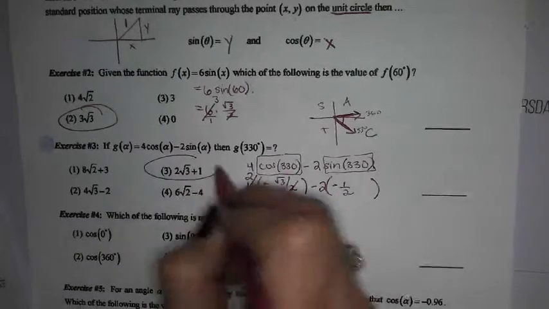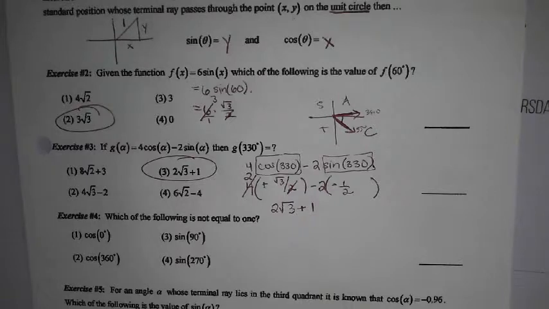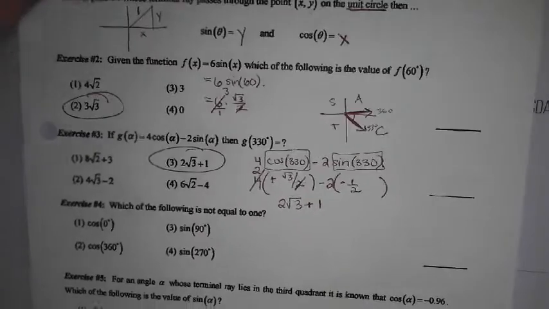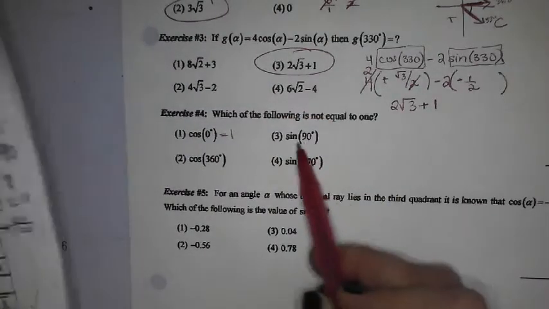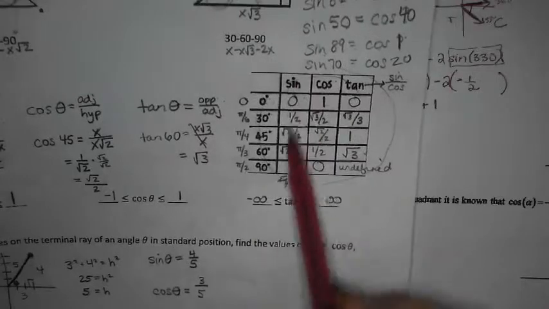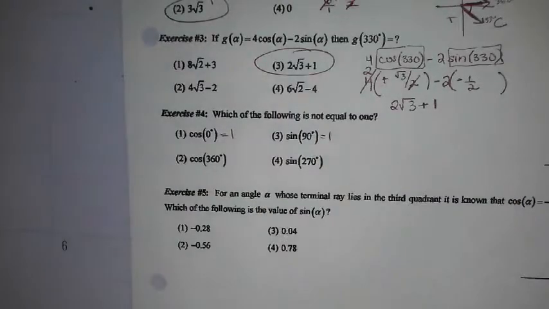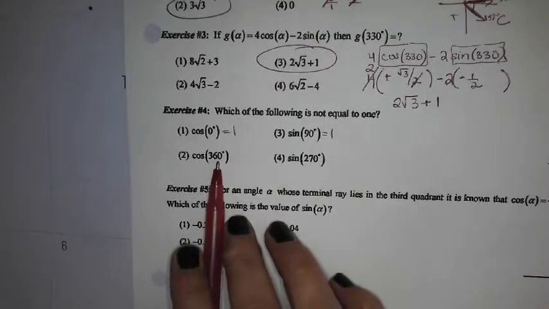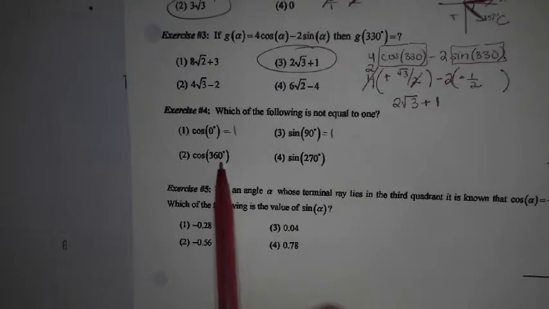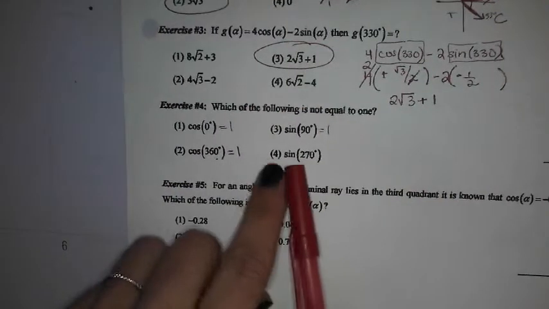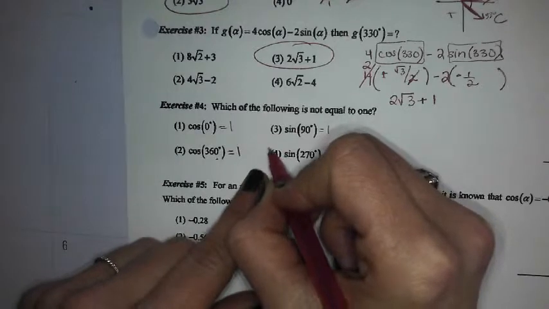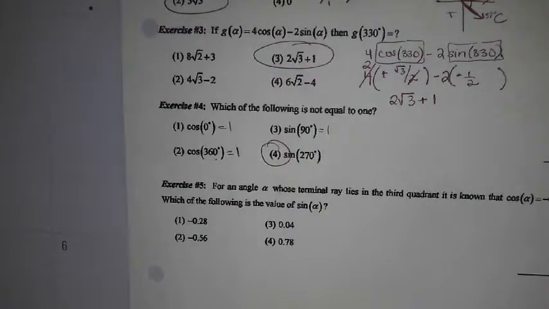Option 3. Which of the following is not equal to 1? Well, some of these we can just grab from our chart. The cosine of 0 is 1. The sine of 90, that's on our chart, is also 1. The cosine of 360, what's 360's coterminal angle? Yes, 0. 360 and 0 are the same thing. So this is also 1. And this one is obviously the answer because it's the only one that's not equal to 1.